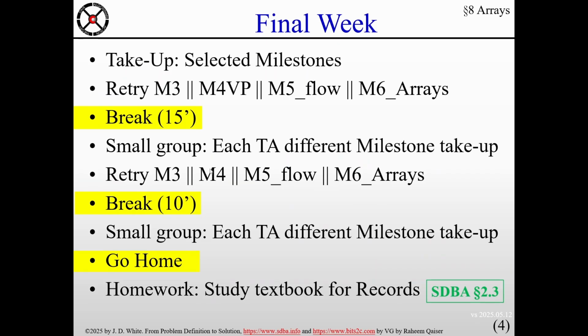Final week, we'll take up some milestones, then you'll get a chance to retry. We will then break into small groups. Each TA will teach a different milestone, or you can mentor someone at different milestones to get the last milestones. So basically you'll have 2 chances during final week to do milestones. After that, we'll continue in the following weeks with records, with a few chances to redo milestones again. So I hope this gives you an idea what we want to do in the next few weeks.